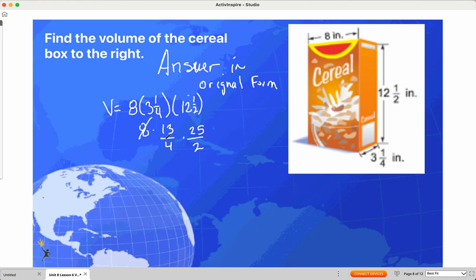And we can cross-reduce starting here at 4 and 4, that's 1, and this is 2. Then we can cross-reduce once again down here to 1 and 1. So really what I'm left with is 13 times 5. 13 times 5, that means I have no fractions to deal with, which is great. So I have no fraction answers. 13 times 5, well, that's 325 inches cubed.